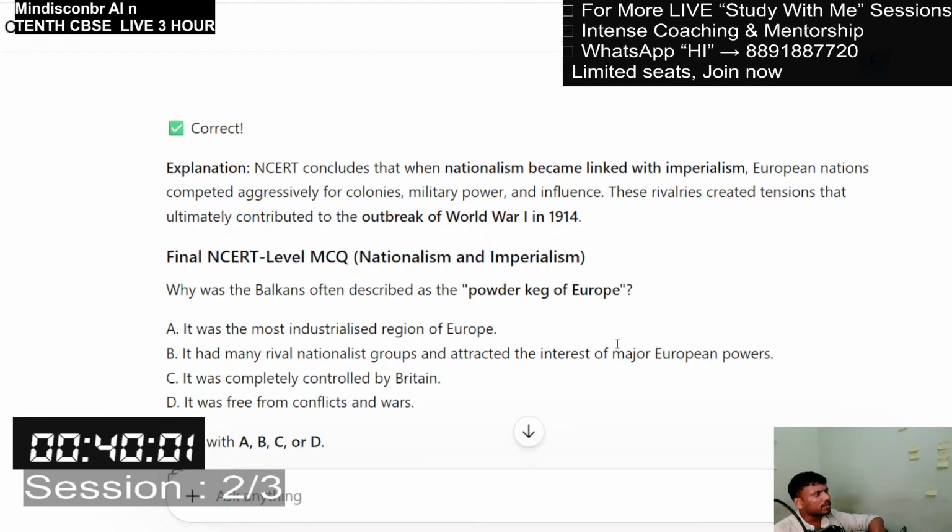NCERT concludes that when nationalism became linked with imperialism, European nations competed aggressively for colonies, military power, and influence. These rivalries created tensions that ultimately contributed to the outbreak of World War I in 1914.